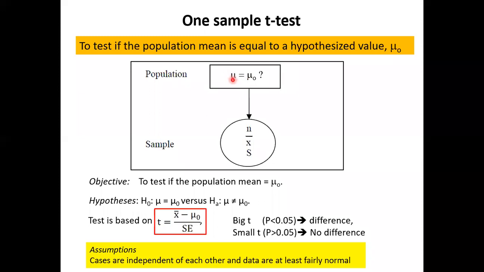This is your parameter. I don't know what the mean BMI in the population is, or the mean blood pressure in the population, or the mean marks of the students, or how many kilometers the car travels. We don't know, so you want to find out: is the mean equal to mu naught? For example, is the mean BMI equal to 25?